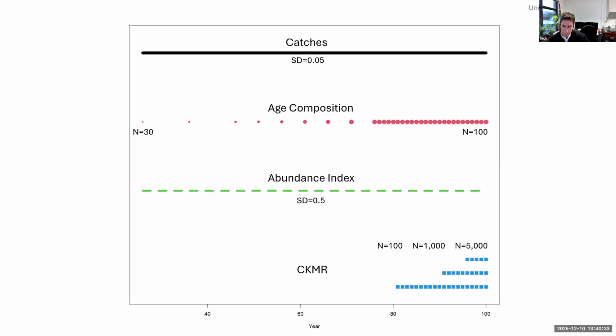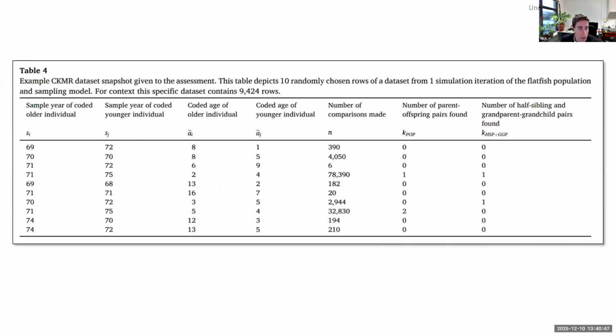And then close kin samples for the terminal 5, 10, or 20 years in your time series, with sample sizes of either 100, 1,000, or 5,000 collected in each year. So this is how I imagine the data might look when given to an assessment. You have the sample year of your firstborn, the sample year of your secondborn, the age of your firstborn, the age of your secondborn, and the number of comparisons with those similar covariates, from which all your close kin calculations can be made in combination with output from your population model. And then the number of successes, so the number of POPs found and half sibling pairs and grandparent grandchild pairs found. Now, for context, this is a snapshot. This data set actually contains about 10,000 rows, and it's from one of the moderate sampling cases, 1,000 every 10 years.